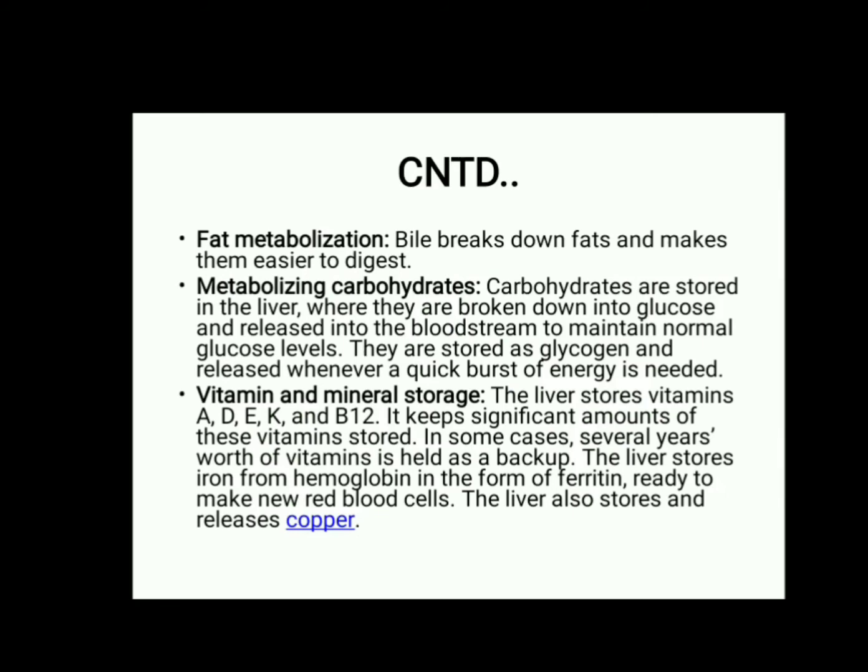Next function is vitamin and mineral storage. The liver stores vitamin A, D, E, K, and B12. It keeps significant amounts of these vitamins stored. In some cases, several years' worth of vitamin is held as a backup. The liver stores iron from hemoglobin in the form of ferritin, ready to make new red blood cells. The liver also stores and releases copper.